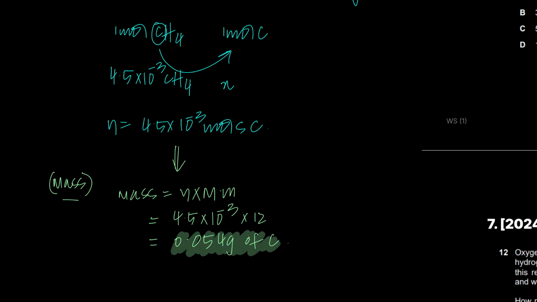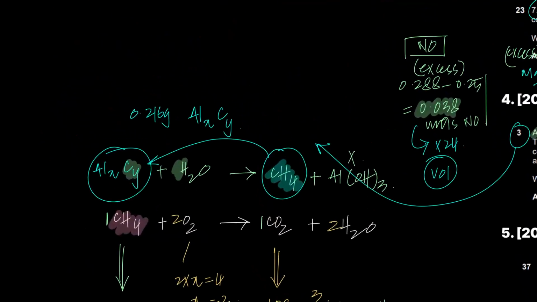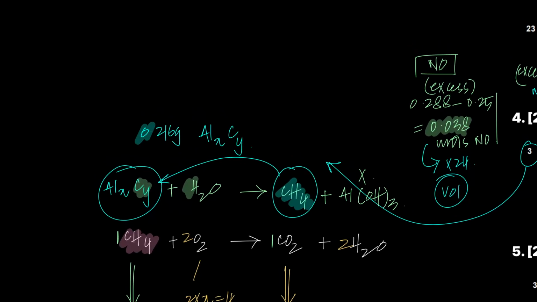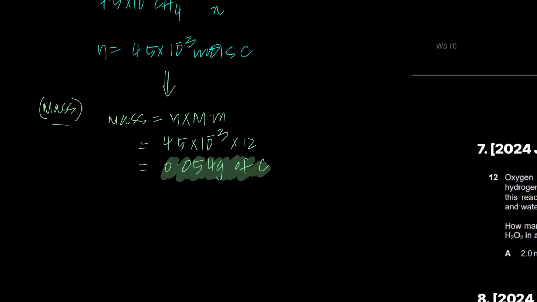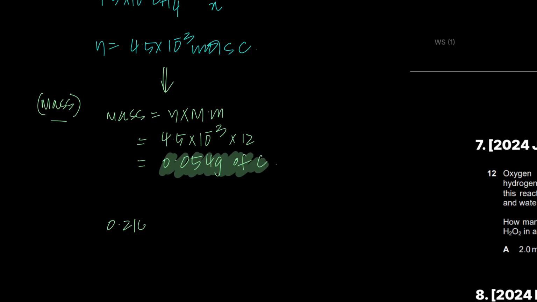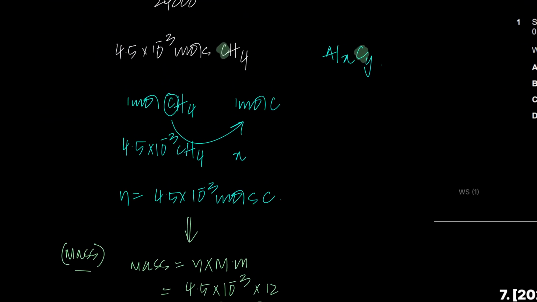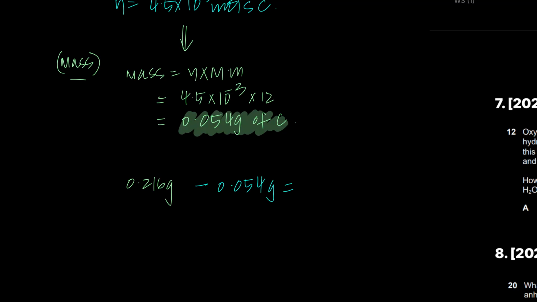Because understand, the examiner had given me one data. He said that the total mass of aluminum carbide is 0.216 grams. The total mass is 0.216 grams, right? So if the total mass was 0.216 grams and the mass of carbon is 0.054 grams, what's the mass of aluminum? The entire process I did to calculate the mass of carbon, because the total was given to me, and so if I had figured out the mass of carbon somehow, I would have actually figured out the mass of aluminum. So what's the mass of aluminum? 0.216 minus answer. It's a very good question.